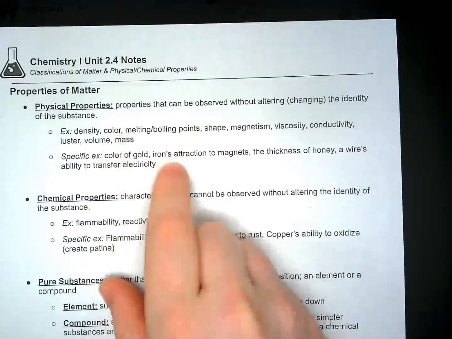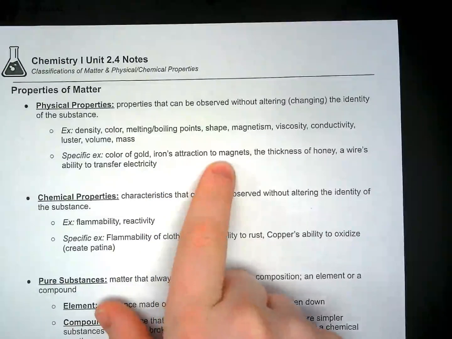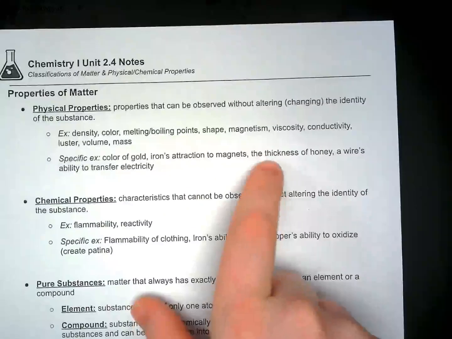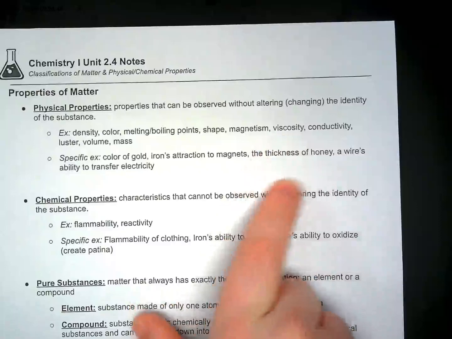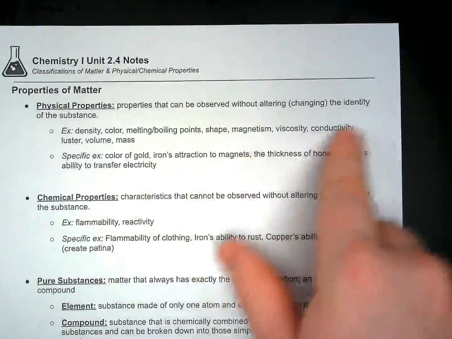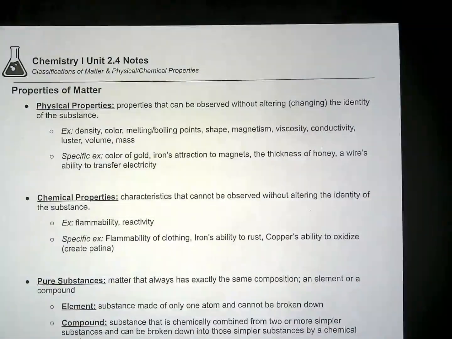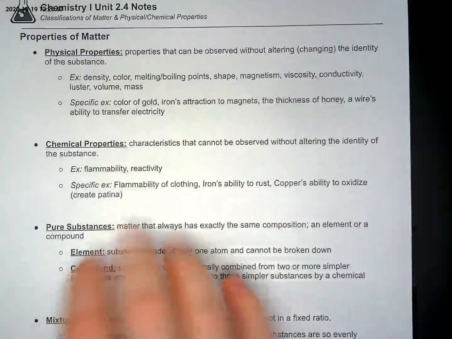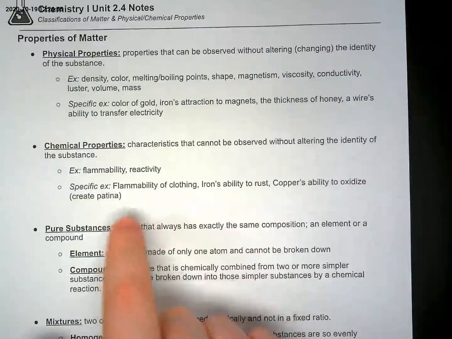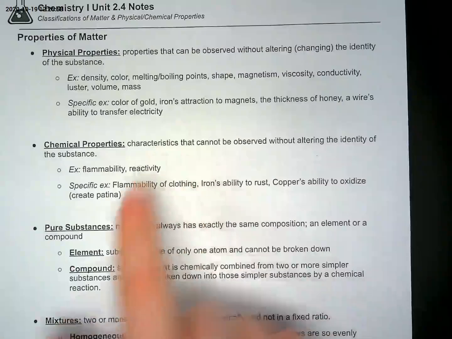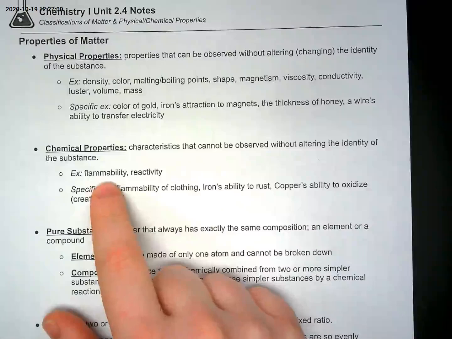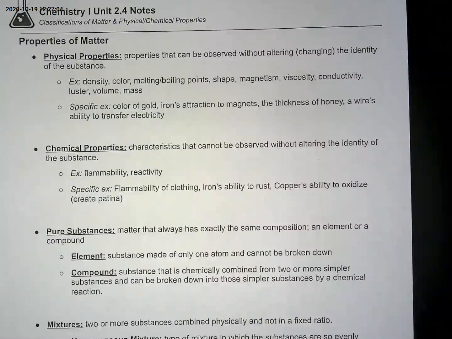Color of gold, that goes with color. Iron's attraction to magnets, that's magnetism. The thickness of honey is viscosity. A wire's ability to transfer electricity, that's conductivity. Okay. So then for chemical properties, again, you can read this definition on your own, but examples of that are flammability and reactivity. Okay.